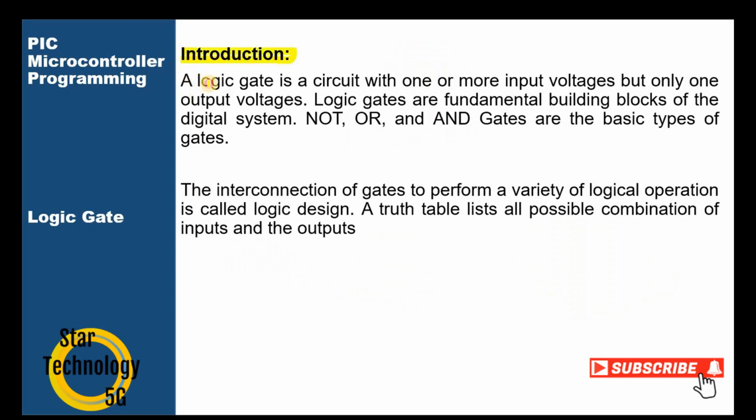A logic gate is a circuit with one or more input voltages but only one output voltage. Logic gates are fundamental building blocks of digital systems. NOT, OR and AND gates are the basic types of gates. The interconnection of the gates to perform a variety of logic operations is called logic design. A truth table lists all possible combinations of the inputs and outputs.